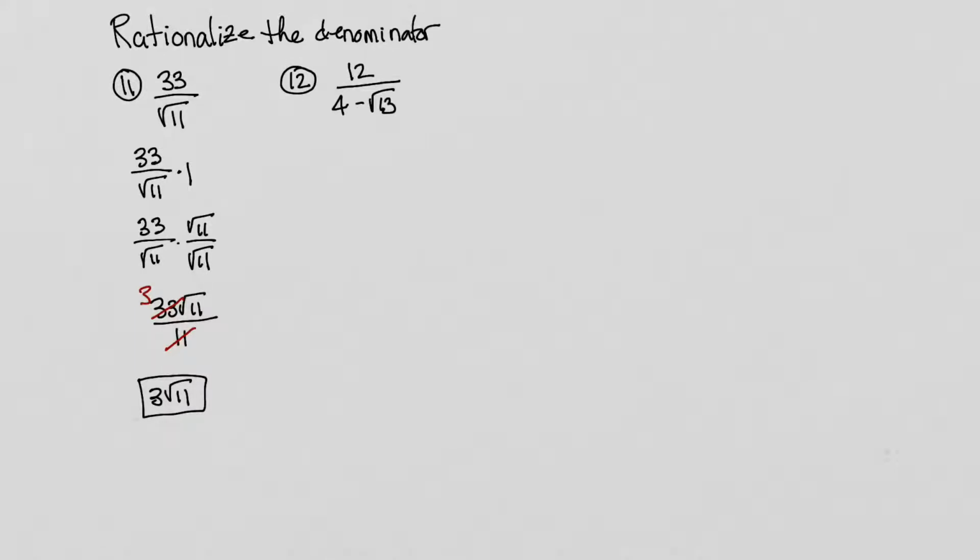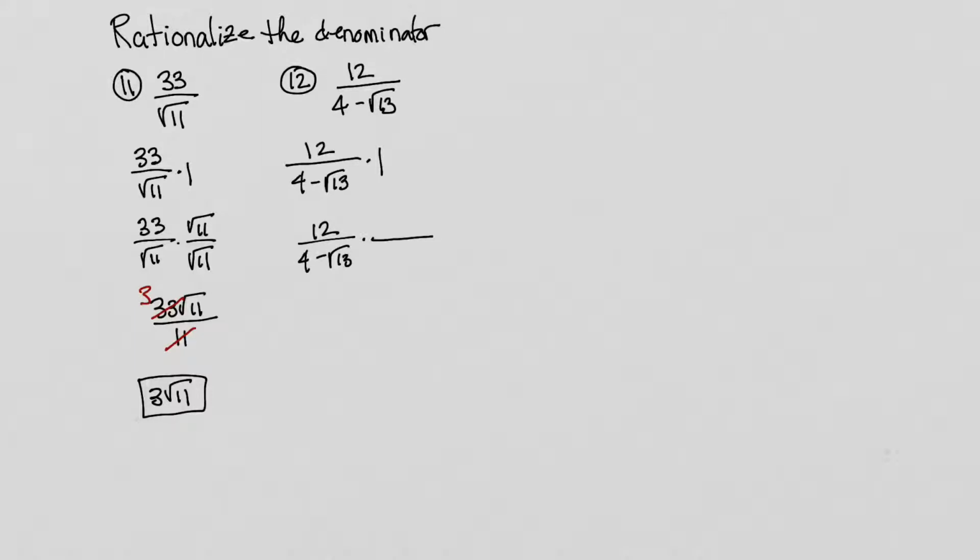And here in number 12, we're going to do the same thing. As we did in 11, we're going to multiply this number here by 1. I'll write that this time. Normally, I probably would not write that. 4 minus square root of 13 times 1. But the one I'm going to choose this time is going to be this. So let's rewrite. We'll get 4 minus square root of 13.